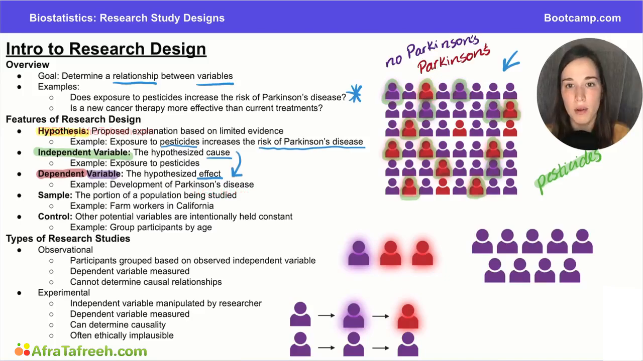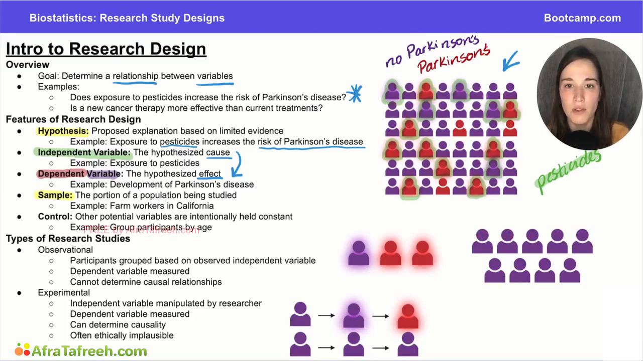The next important component of a research study design is the sample. The sample is the portion of your population of interest that is actually being included in the study. So in research, there's always a balance between what would be ideal to do to answer your question and what is actually feasible to do.